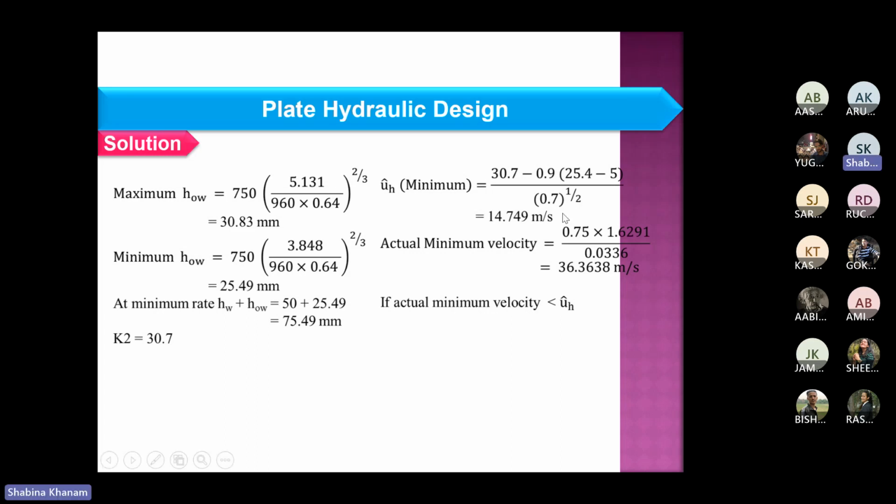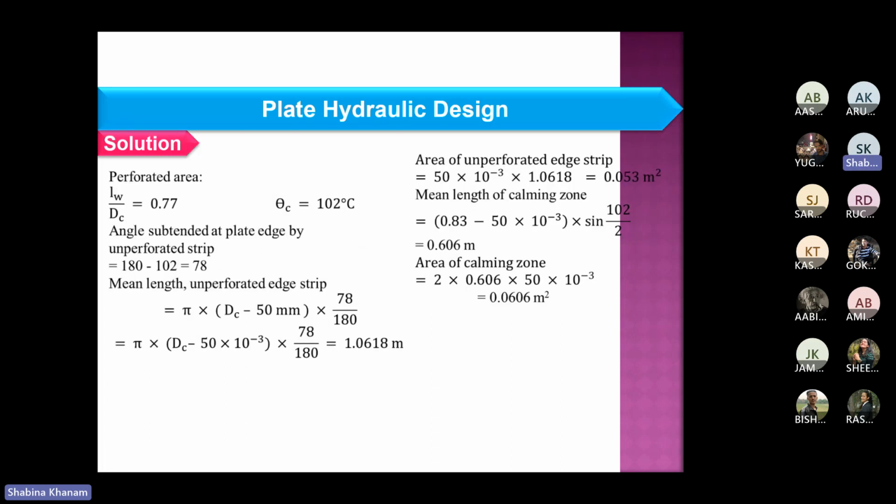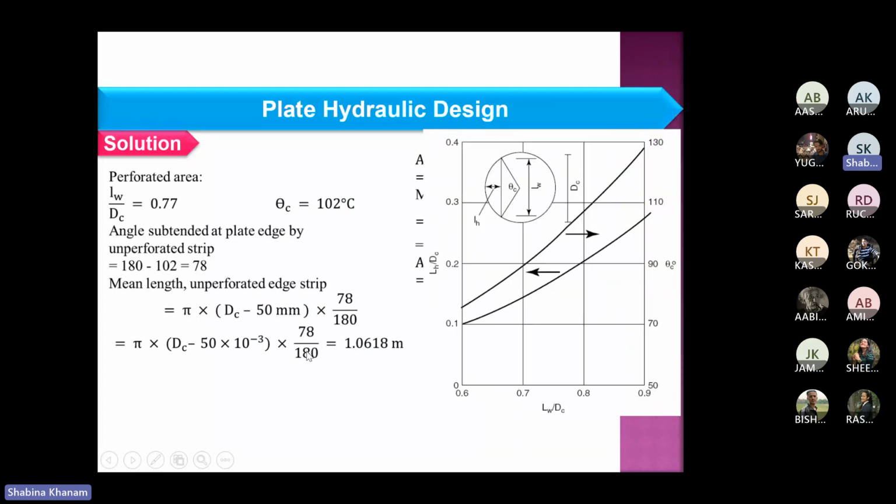Okay, so this is already coming more than this, so we are moving in the right direction. Next we need to find out the perforated area, where LW by DC, you can consider theta C, you can find from this graph, and the angle subtended at plate. This theta C we have calculated.